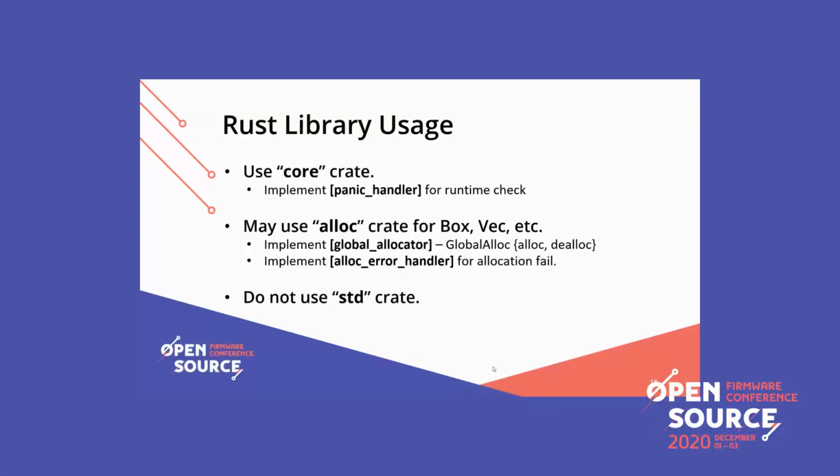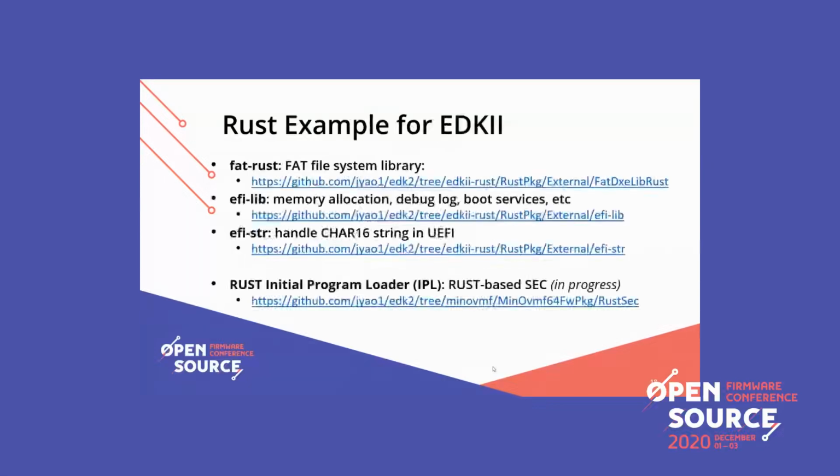In EDK2, we created some basic examples. For example, FAT-Rust is a simple read-only FAT file system library. You can read the OS loader from the EFI system partition and boot to it. A Rust version EFI lib provides memory allocation, debug log, and the UEFI boot services, etc.